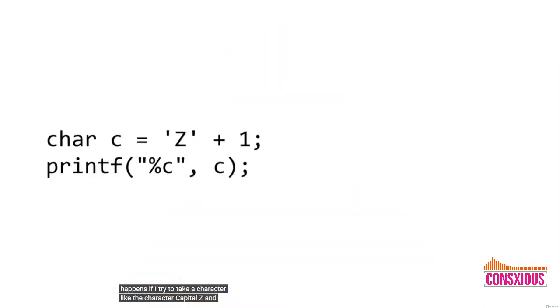But what happens if I try to take a character like the character capital Z and shift that by 1? If I take the ASCII value corresponding to the letter Z and add 1 to it, I don't get the ASCII value corresponding to capital A. I get something that's outside of the range of all of the capital letters. What I'd really like to happen here is that once I try to shift past the letter Z, I want to wrap around back to the beginning of the alphabet, back to the letter A. But how do I do that?